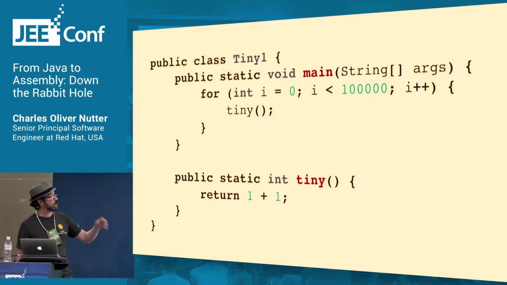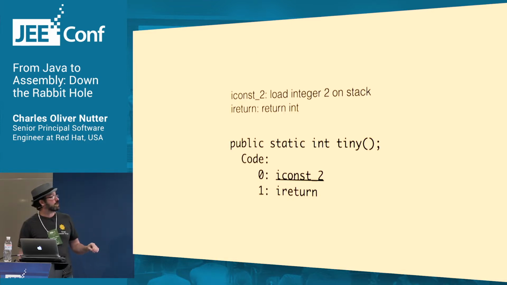We're just going to loop calling this method tiny. Tiny is just going to add 1 + 1 and return that value. So now immediately, if we look at the bytecode, you'll see javac has already been a little smarter here. It knows that 1 + 1 is always going to be 2, and so it just inserts the constant value 2. So we don't actually load 1, and add the 2 values. There's no need to do that. We just load the constant 2.